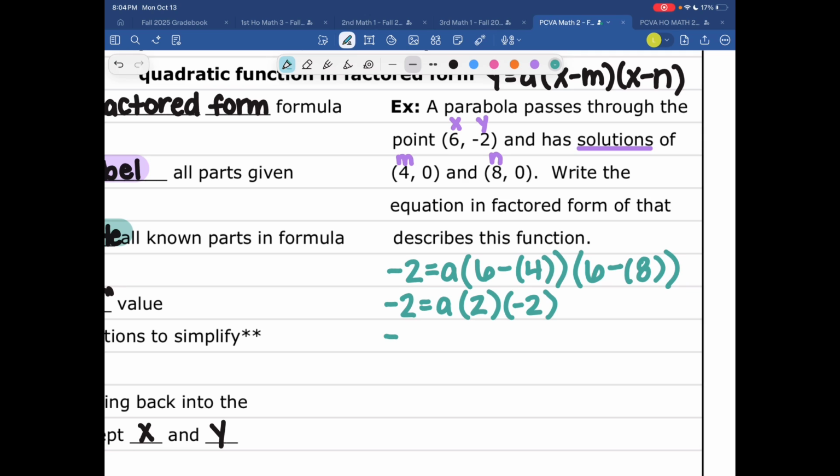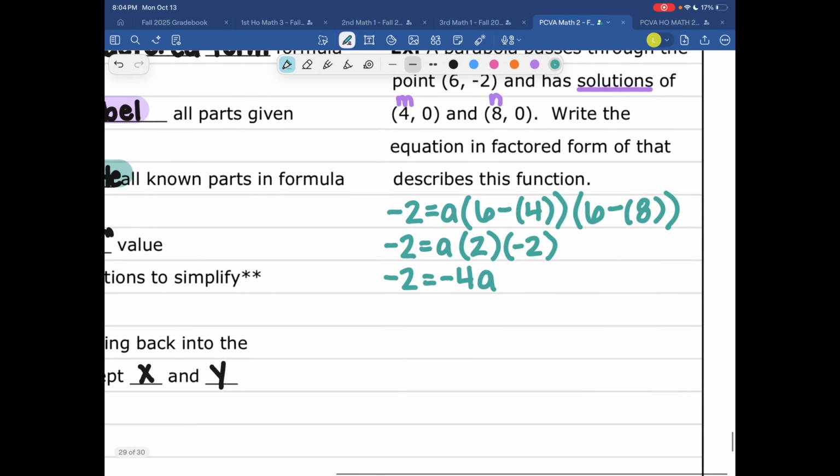So I have negative 2, and then 2 times negative 2 is going to be negative 4a. And I'm going to just put it in front as a coefficient. And I'm going to finish solving, and I'm going to divide by negative 4 to get what the a value is. So my a value is equal to positive 1/2.